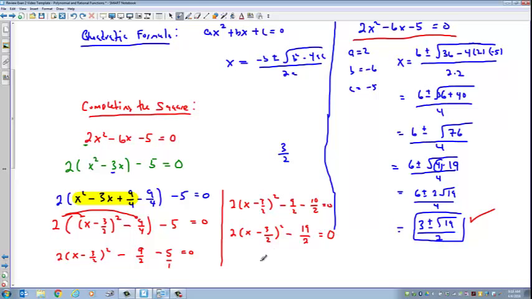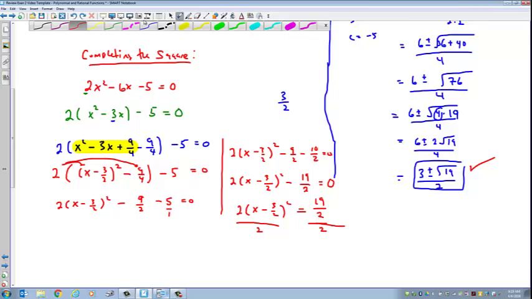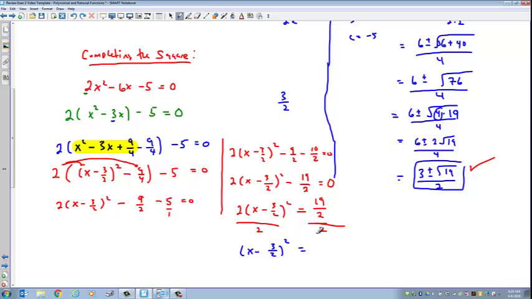0. And we keep on going here, so we'll add 9 halves to both sides. So 2 times x minus 3 halves, quantity squared, equals 19 over 2. So we add 19 over 2 to both sides. And we divide everything by 2. So we divide this by 2, divide this by 2. And so on the left, you're going to get x minus 3 over 2, quantity squared, equal to, now remember when you divide by 2, it's like multiplying by 1/2. So you multiply by the reciprocal, so you get 19 over 4.